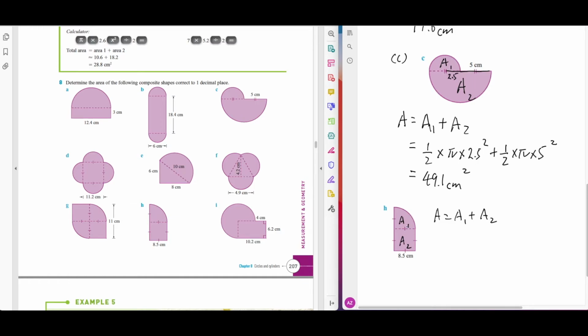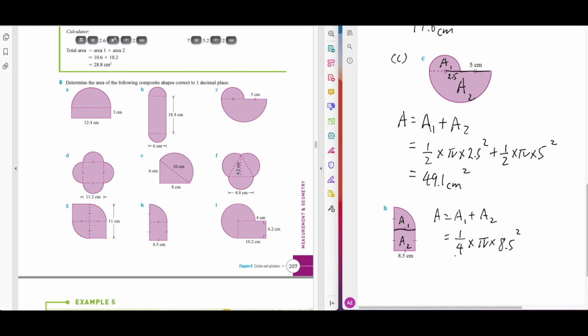So how do you find the area of A1? So we know that A1 is just going to be a quarter of a circle, right? So it's going to be a quarter times pi r squared. Now what's the radius of this quarter circle? The radius is just going to be this length, right? Because that's the length from the outer edge to the center. So this is 8.5.